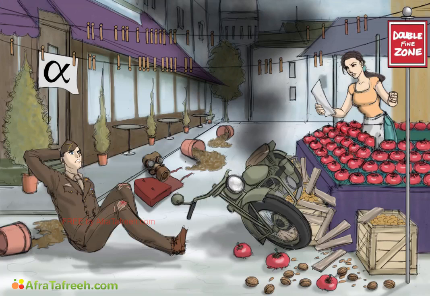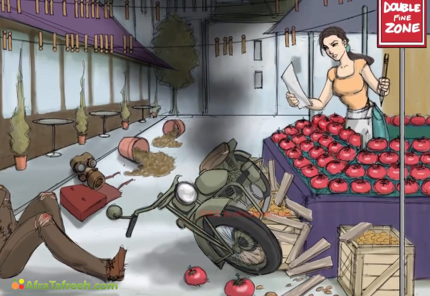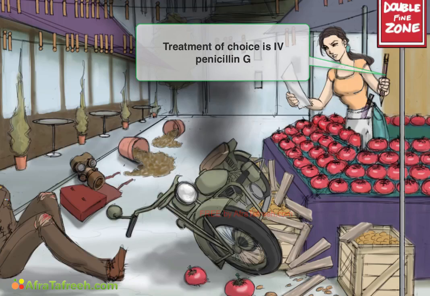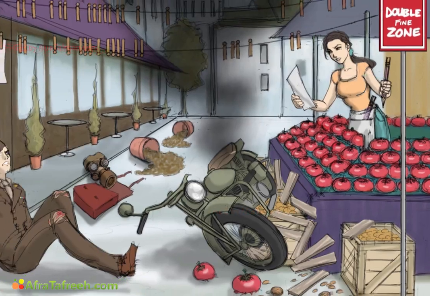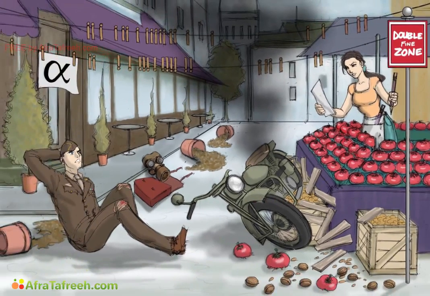Now let's get into treatment. First line for Clostridium perfringens is IV penicillin G. So to remember this, we'll draw our pencil for penicillin in this shopkeeper's hand over here. Alright, now we'll move on to the second disease process caused by perfringens, which is food poisoning.